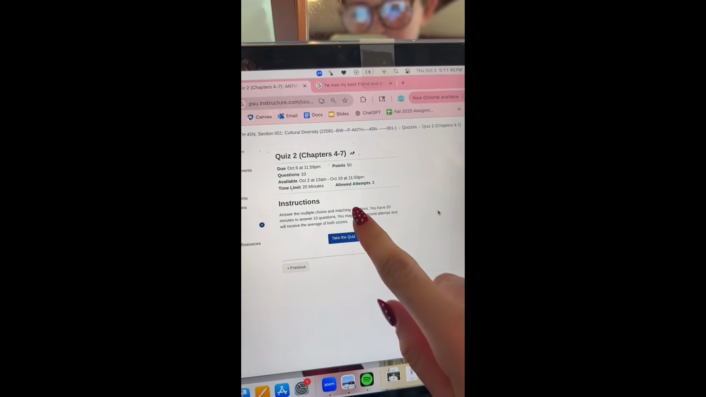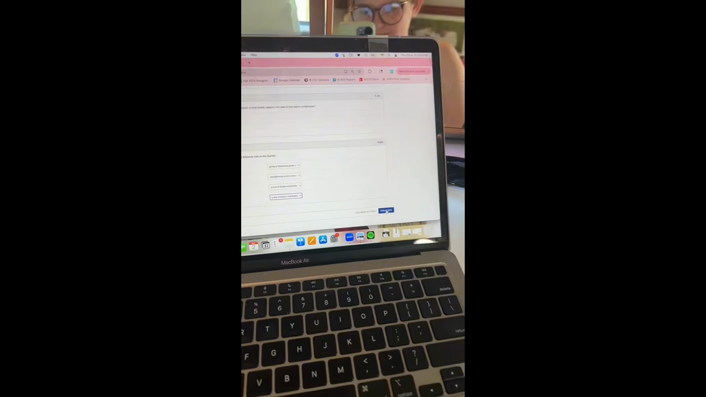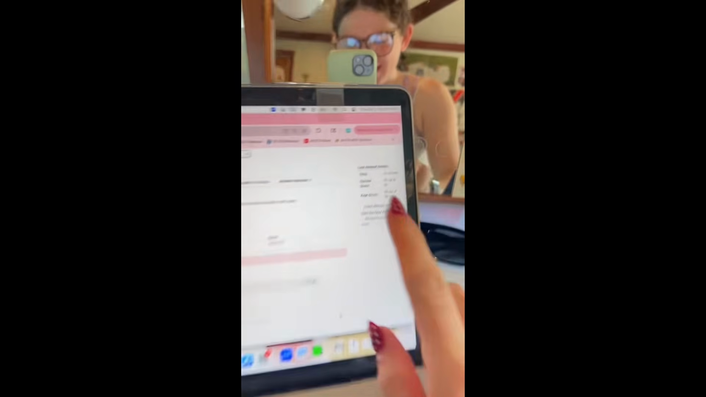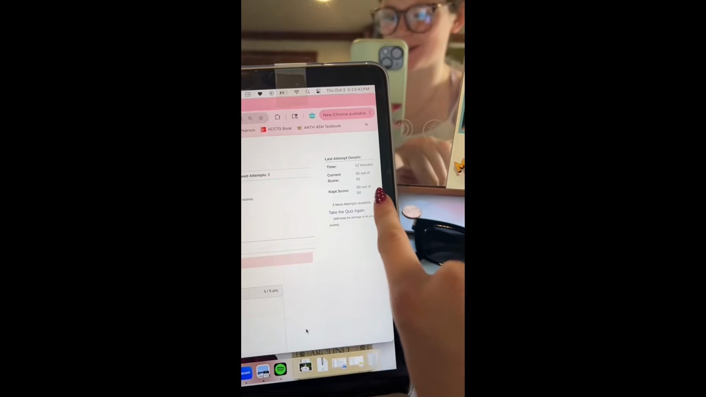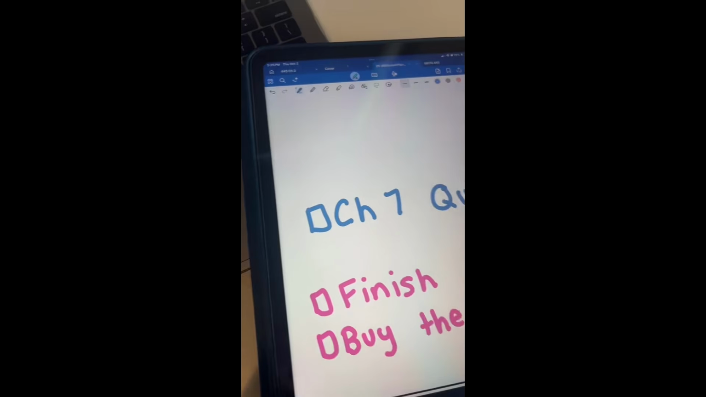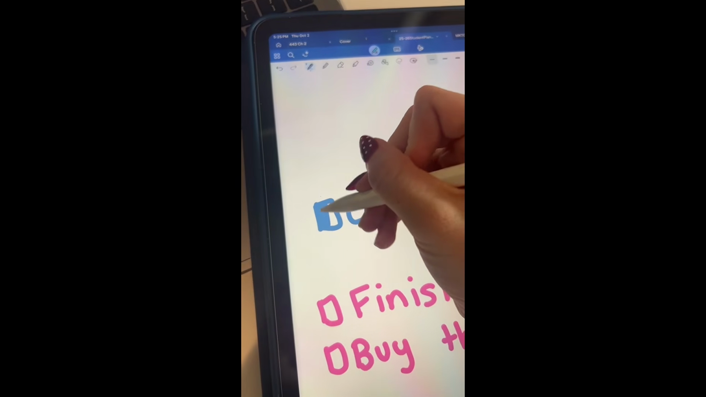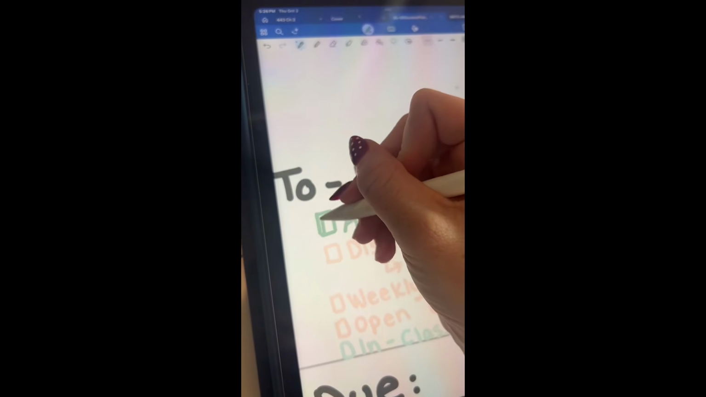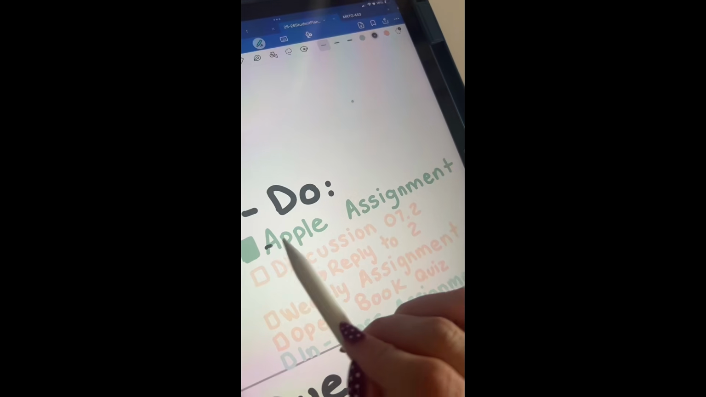So now we're going to move on to the next assignment, which I think is a quiz for my anthropology class, and then we also have a discussion for my gaming class. It's only 10 questions, so it shouldn't take me very long. Yay! I got a 100 on my quiz. I'm so happy. Now we can cross these off the to-do list.